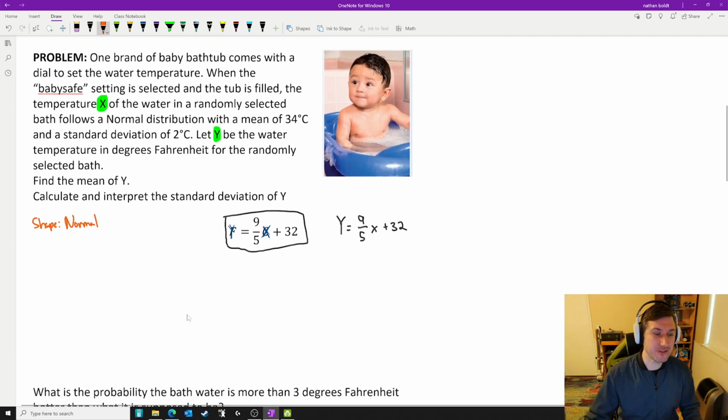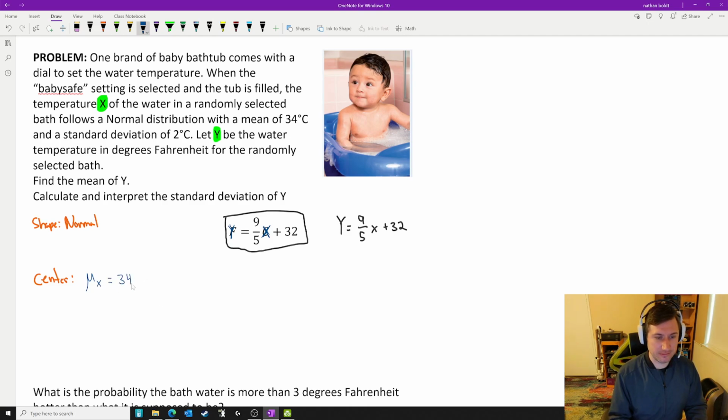What about our center? What's the center going to be? Well, the mean they had, the mean of the variable x, which was Celsius, was 34 degrees, right here.